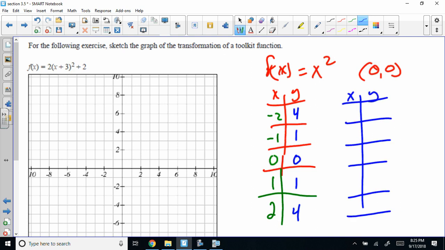It's going to be easy. Okay, so if I'm at -2 and I shift it 3 to the left, where am I at? If I'm at -1, shift it 3 to the left, where am I at? -4. If I'm at 0, shift it 3 to the left, where am I at? If I'm at 1, shift it 3 to the left, where am I at?